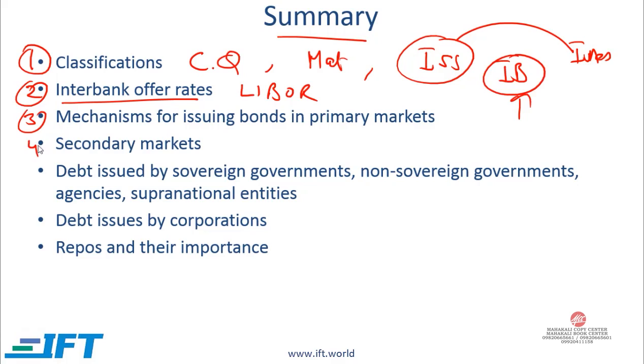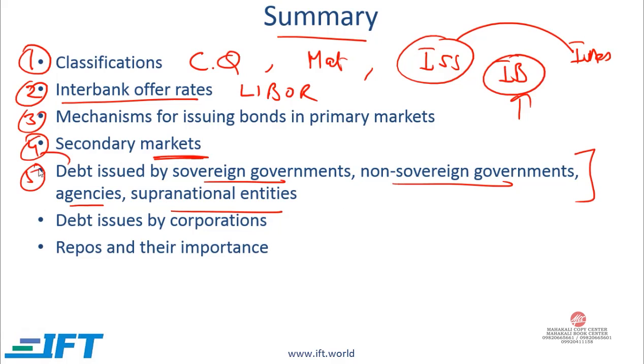Secondary markets are markets where investors buy and sell bonds to each other. After the bonds have been issued in the primary market, they then trade in the secondary markets, and here investors are buying and selling bonds. When bonds are bought and sold in the secondary market, funds do not go to the issuer. Debt is issued by sovereign governments, non-sovereign governments, agencies, and supranational entities. So these are all government-related entities.